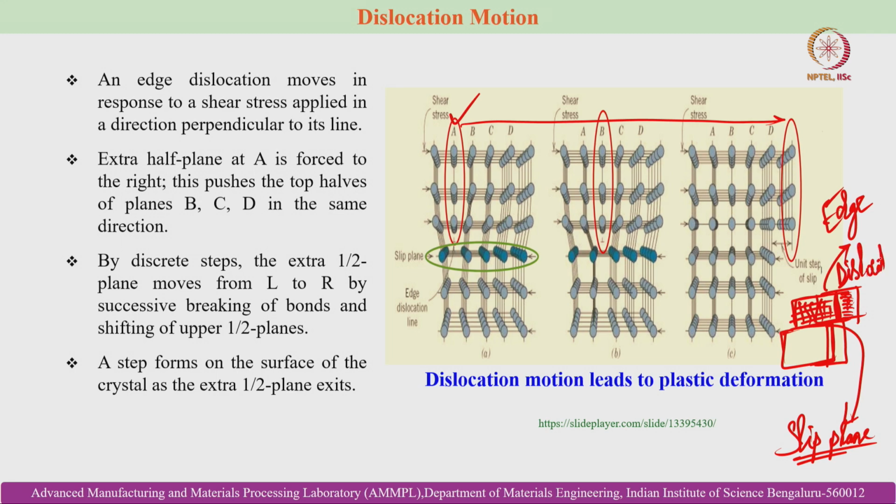Okay. So, the extra half plane of atoms A is forced to the right, thus pushing the top halves of planes B, C, D in the same direction. By discrete steps, the extra half plane moves from left to right by successive breaking of bonds and shifting of upper half planes. That is what is depicted in this schematic. A step forms on the surface of the crystal as the extra half plane exits. So, this is basically the step that is mentioned over here.